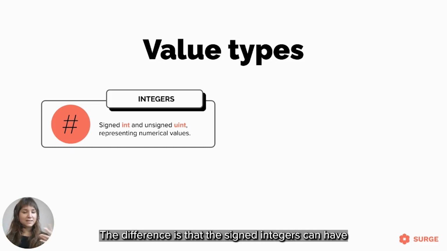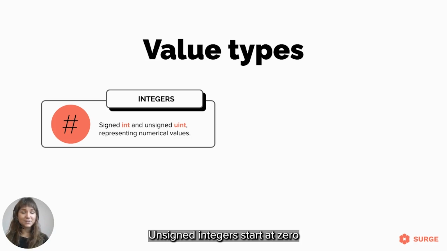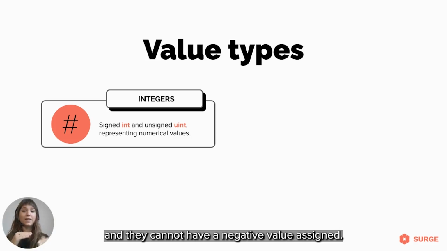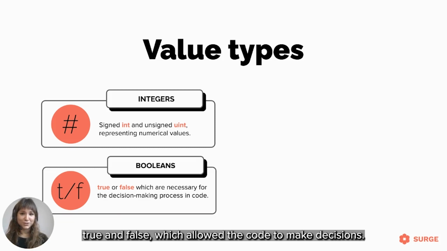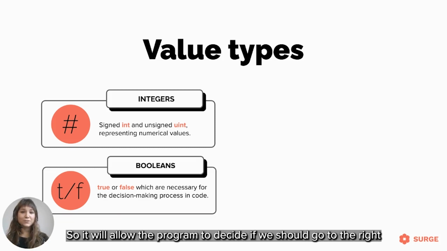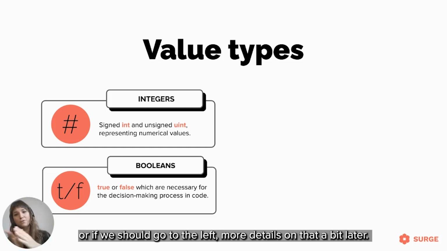The difference is that the signed integers can have negative values, so below 0, and also positive values. Unsigned integers start at 0 and they cannot have a negative value assigned. Then we have booleans, which take only two values, true and false, which allow the code to make decisions. So it will allow the program to decide if we should go to the right or if we should go to the left. More details on that a bit later.